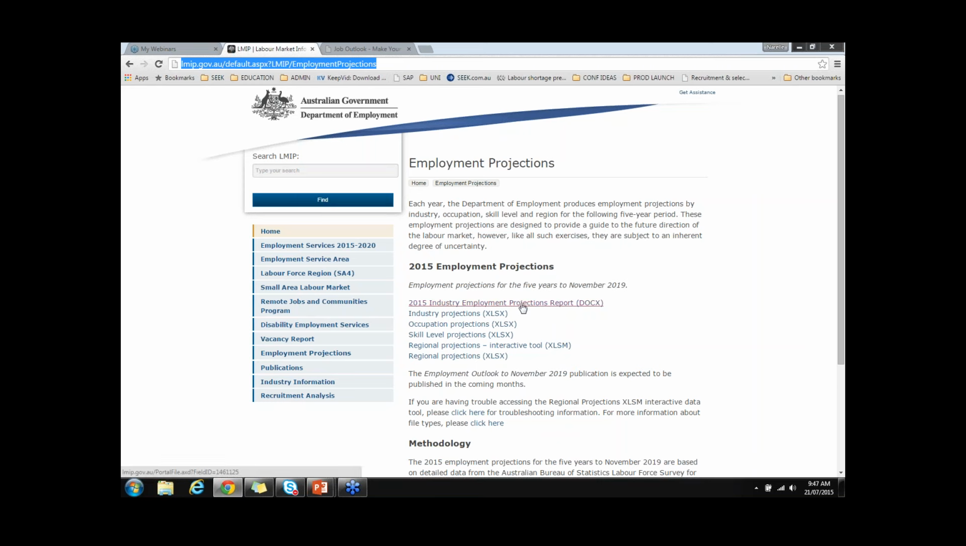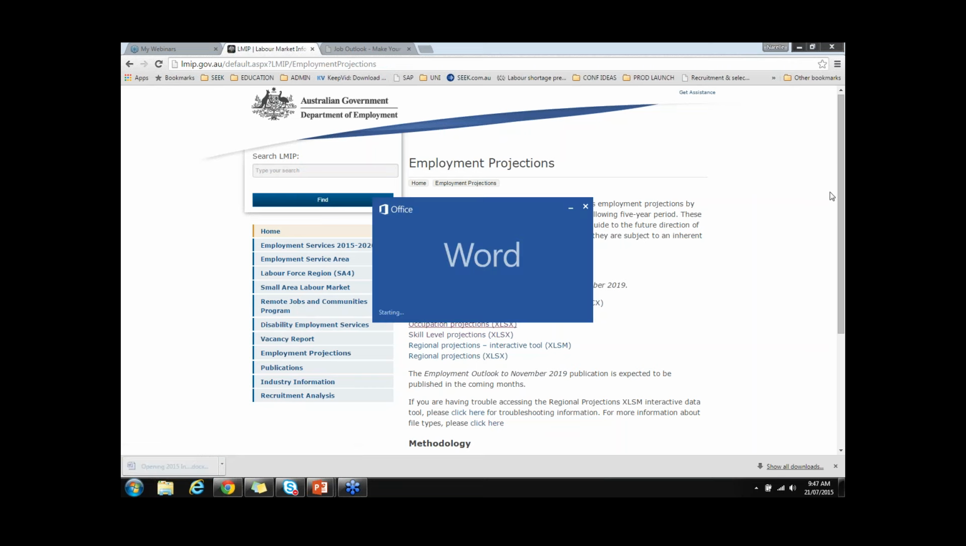I'm going to download this Industry Employment Projections Report. That's just downloaded down here, so I'll open it up and you'll see a Word document opening up as well.